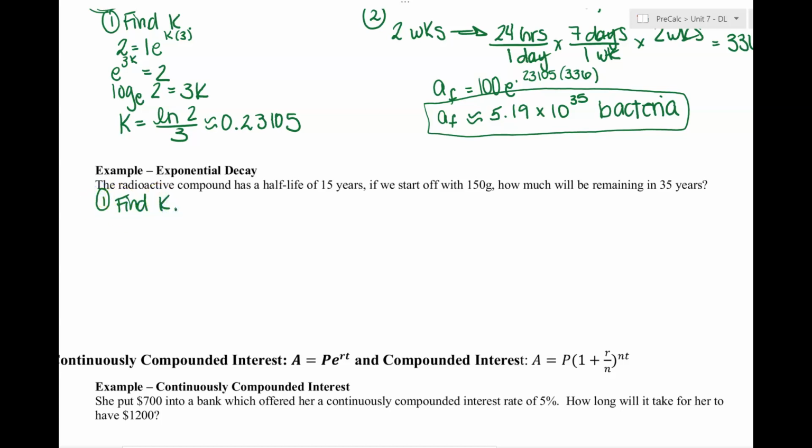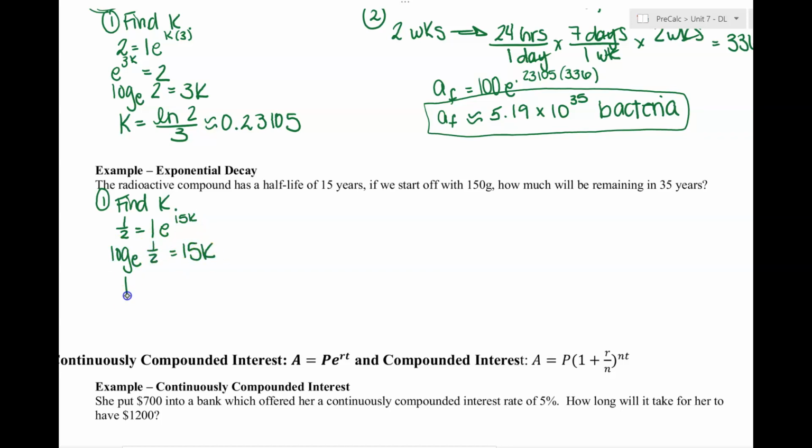Okay, so half-life of 15 years. I don't know what I'm starting with. Let's say I start with 1, right? That means in 15 years, I'm left with a half. Initial is 1, final is a half, times e to the 15k power. Again, I'm going to have to put it into log form. So log base e of 1/2 is equal to 15k.